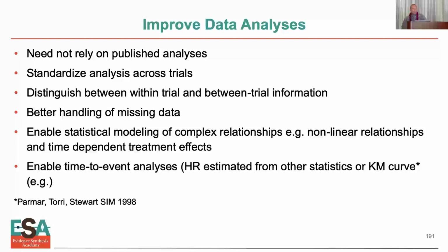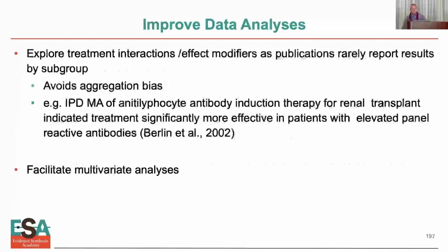So, for example, you can do time to event analyses because you can reproduce the Kaplan-Meier curves, for example. You can also look at interactions between treatments and effect modifiers because publications rarely report these things by subgroup, and so you can avoid aggregation bias. And it's also easier to do multivariate analyses because you have all the data now from all the outcomes.